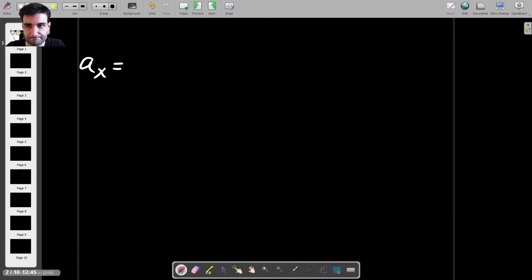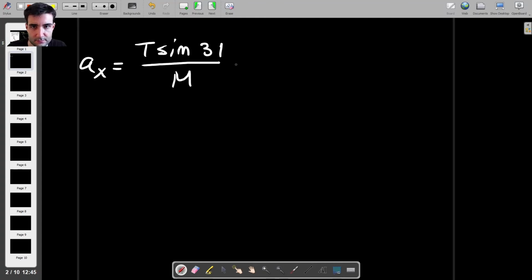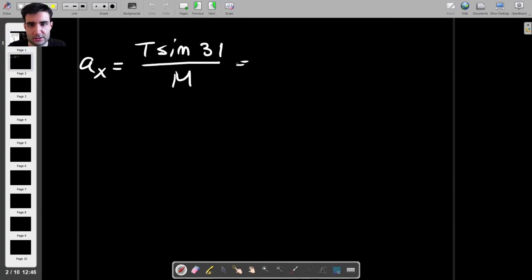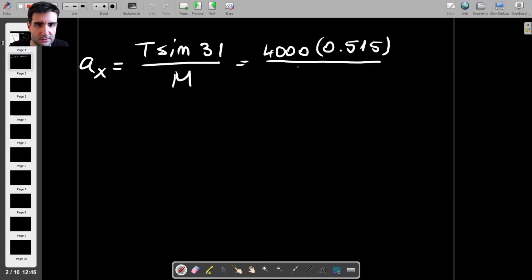So ax is going to be T sine of 31 over M. So T is 4,000 newtons. So 4,000 times, and then sine of 31 degrees is about, well, it's close to 0.5 because that's what sine of 30 degrees is. But to be more precise, this is about 0.515 over the mass, which is 300 kg.